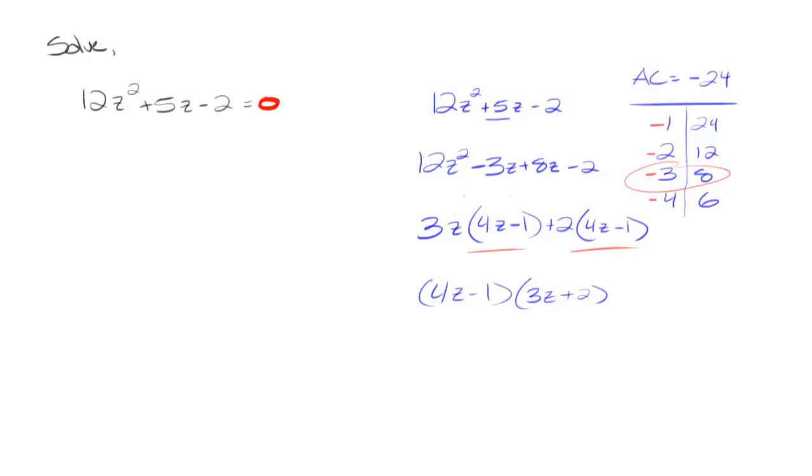All right, so let's go back then to our original problem. Here, I'm going to rewrite this 12z² plus 5z minus 2 as its factored form, which is 4z minus 1 times 3z plus 2, equaling 0, and again that 0 being a key component of this. Now what I'm going to do is set each of these factors equal to 0. So 4z minus 1 equals 0, and 3z plus 2 equals 0, and solve each of these.